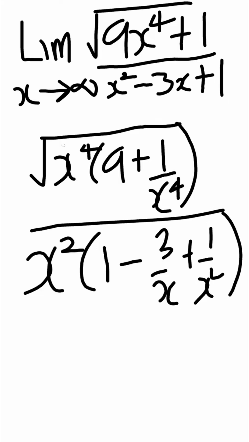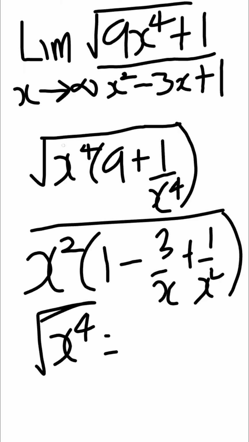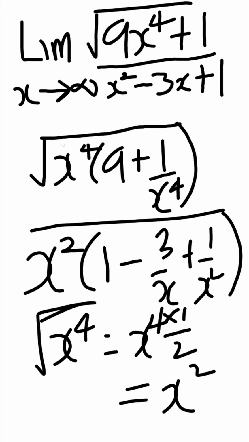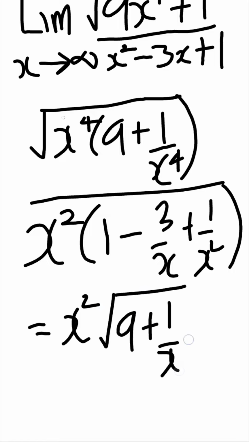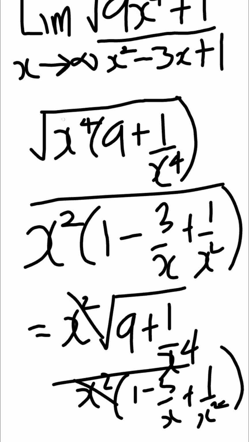At the numerator, we had x raised to the power 4. So what we can do here, we can find the square root of x raised to the power 4, which is equal to, remember, square root is the same thing as saying raised to the power 1 over 2. So it's going to be x raised to the power 4 by 1 over 2, which is going to be equal to x squared. Square root of 9 plus 1 over x to the power 4. X squared cancels x squared.